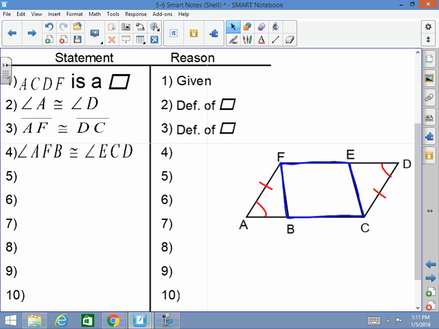So now angle AFB is congruent to angle ECD because that's given. So this guy here is congruent to this guy here. If you think about it, using the givens, that's why I'm creating two congruent triangles now.